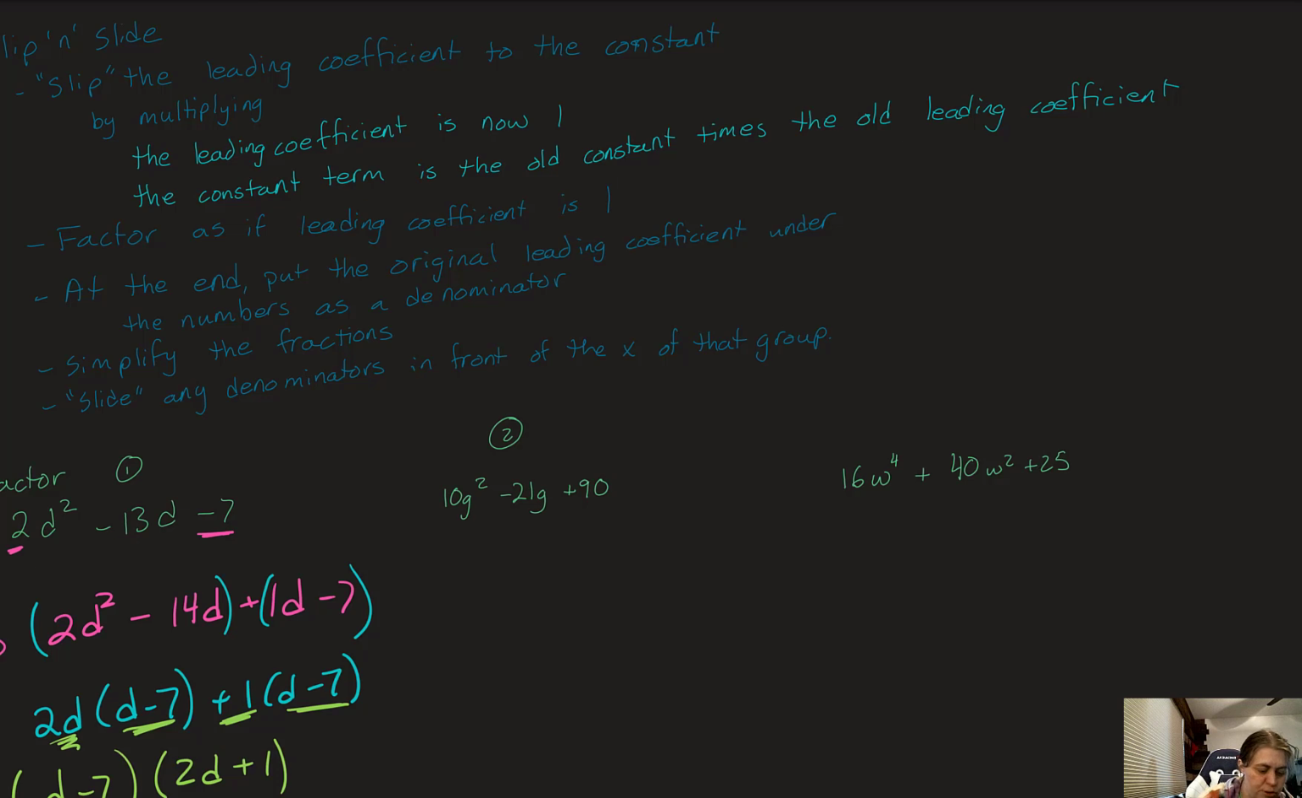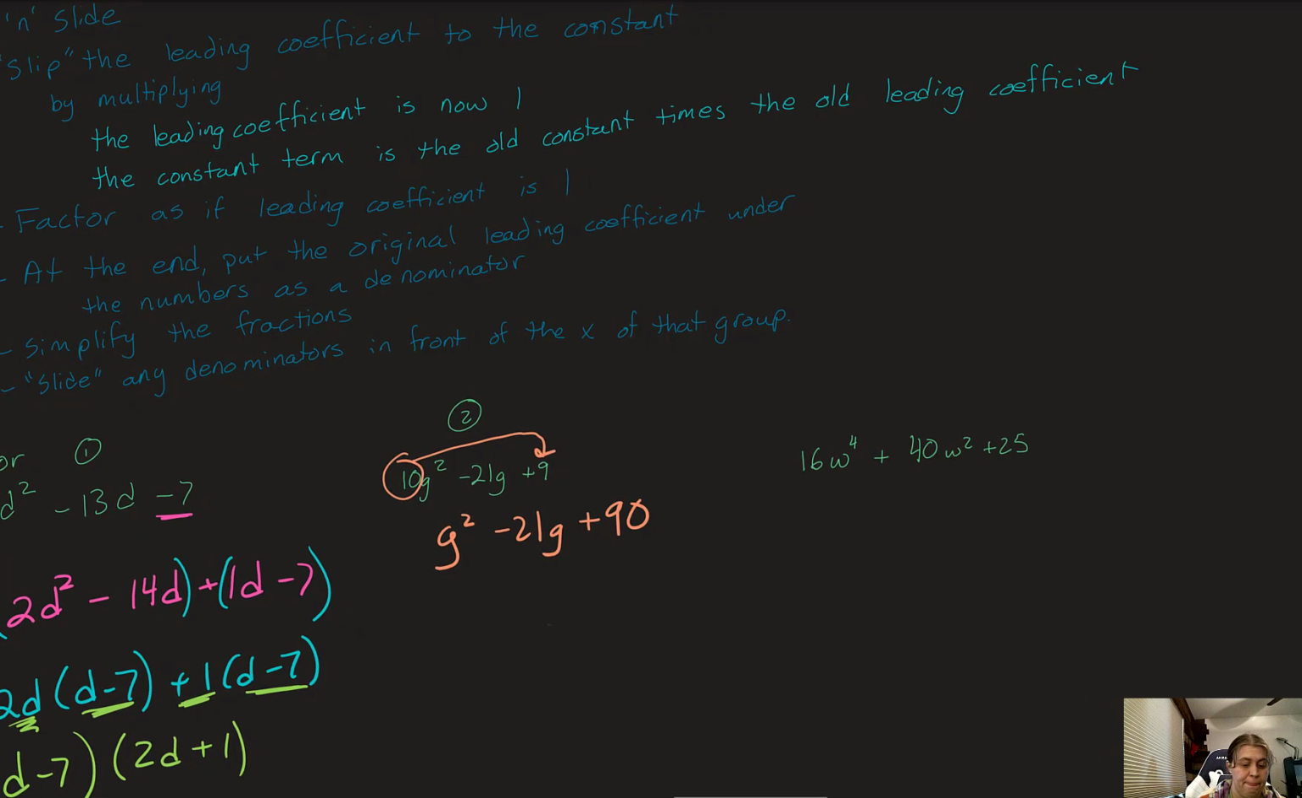Let's color this orange. We're going to take this number. Oh, by the way, that should be 9. Your notes are correct. That's a 9, not a 90. And then we're going to multiply this over to here. So that leaves me with g squared minus 21g plus 90. Yes?